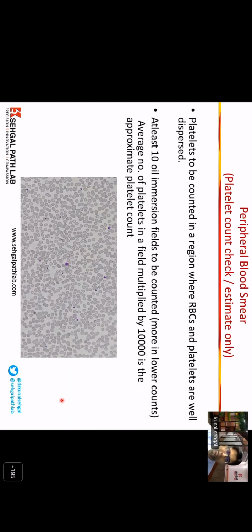Typically, the first thing is to count at least 10 oil immersion fields in a close to normal platelet count. When you have a very high or very low platelet count, you might count up to 20 fields and take an average.